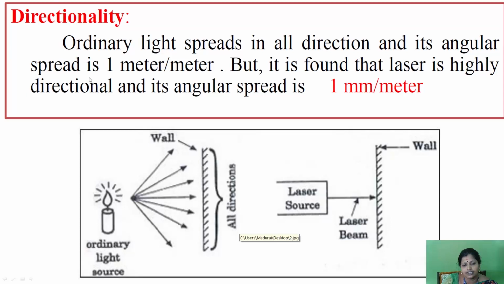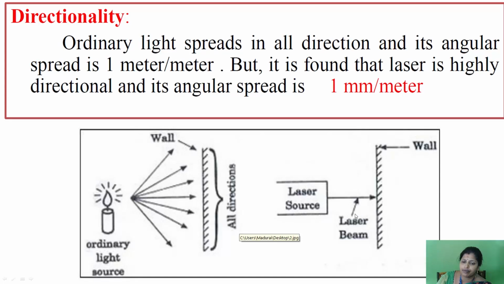Explain the directionality. This diagram considers the ordinary light source, compared with the laser light beam. The ordinary light source spreads in all directions inside the wall, but its intensity is very low. Its directionality is spreading in all directions. Compare that with the laser source, which has high directionality. This is a single narrow beam. The single light beam is incident on the wall, so it reaches a long distance.